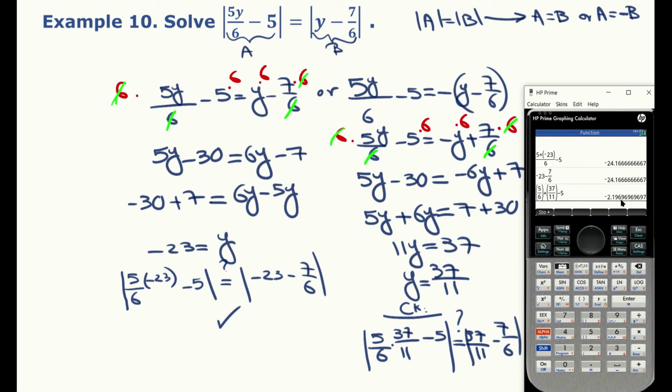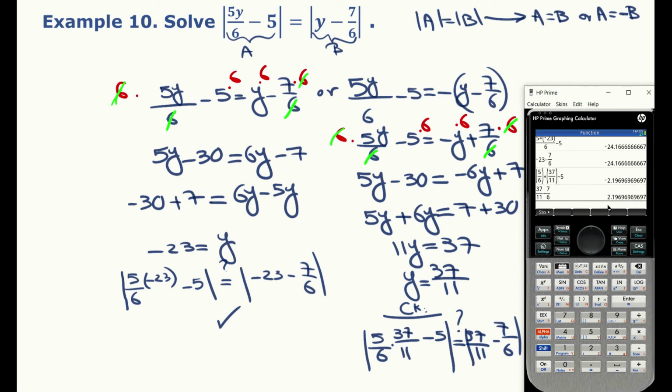Now we're going to keep track of that. Now we're going to calculate this inside part of this absolute value, and as long as we get either this or its opposite, we're going to have a true statement, right? So 37 over 11 minus, I'm going to get out of the fraction, minus, too bad these calculators don't know what you mean and just take care of that for you, but that's life. All right, 7 over 6.